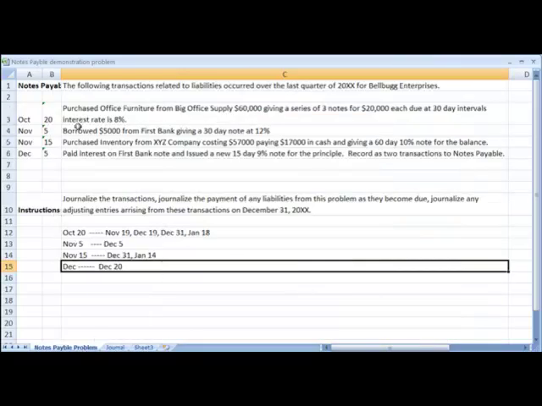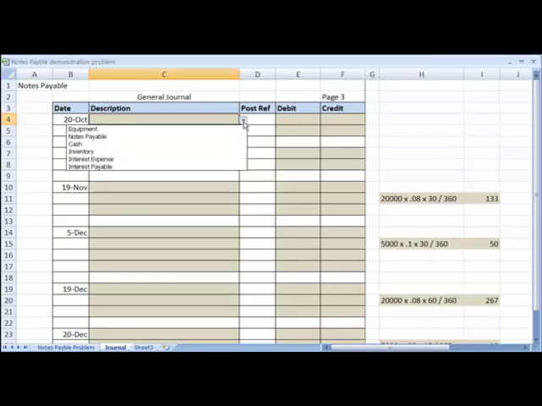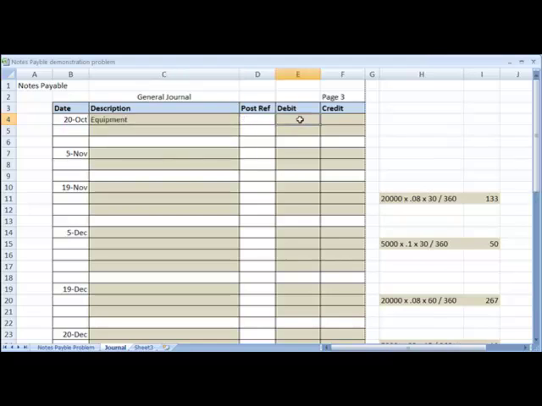And our very first one says we purchased office equipment from Big Office Supply for $60,000, and we're giving them a series of $20,000 notes due 30 days apart for 8% interest. So when we buy something, issuing a note, we are receiving an asset here, which is equipment. $60,000 is the amount. And then we are giving a note payable for $60,000, a series of 3 notes total there, as a matter of fact.